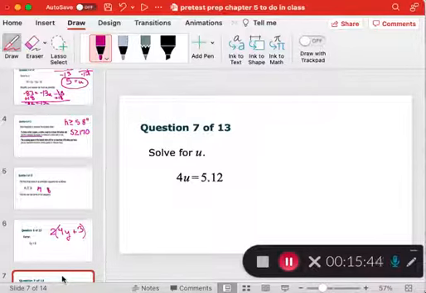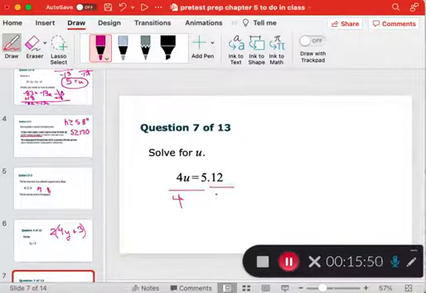Divide both sides by 4. Divide by 4. This goes just to u on this side.